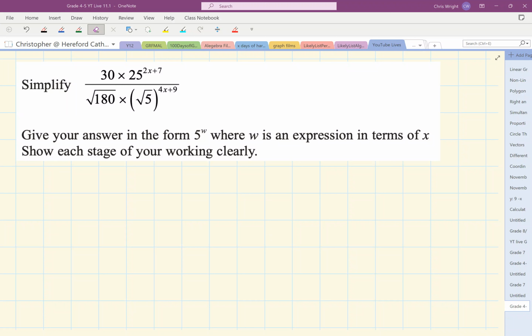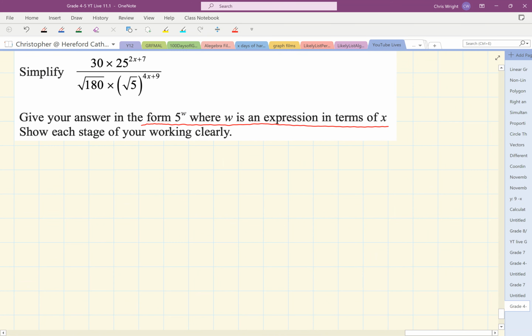Let's have a look. We're asked to simplify this expression, giving our answer in the form 5 to the power of w, where w is an expression in terms of x. So we need to write this in base 5 then. So let's start off with the numerator.